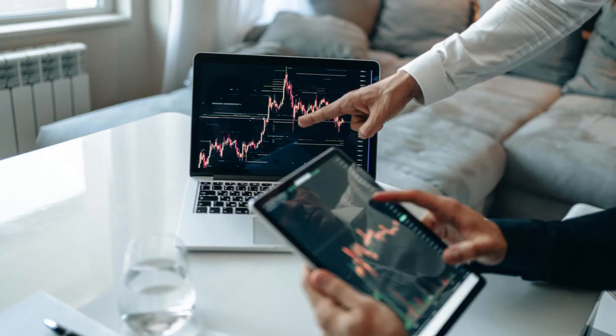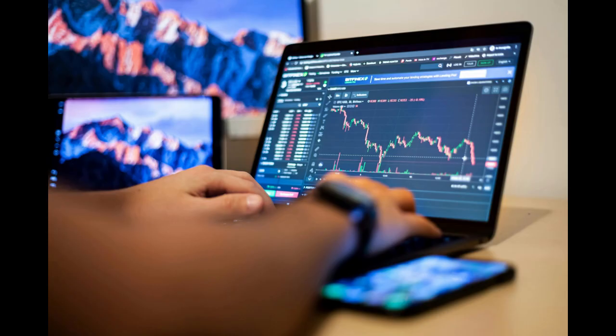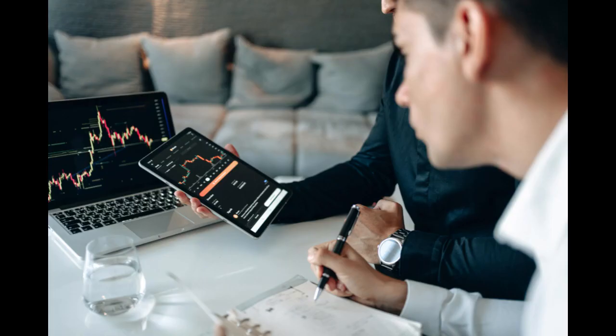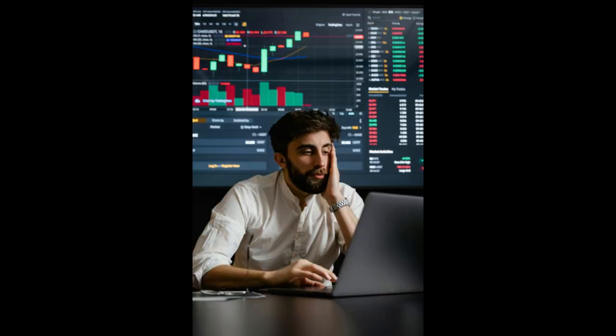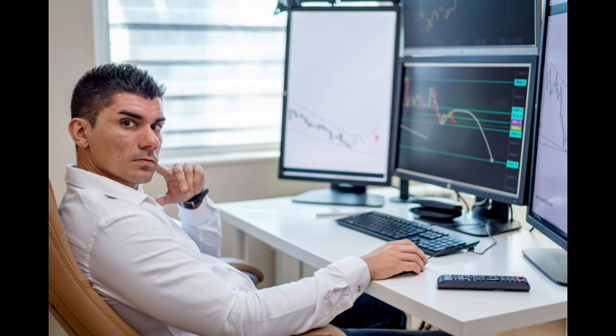Regularly review the performance and structure of your LLC, making adjustments as needed to optimize your trading activities and comply with legal and regulatory requirements. Setting up an LLC for trading stocks involves legal, financial, and regulatory considerations, so it's essential to seek professional advice to ensure compliance and mitigate risks.